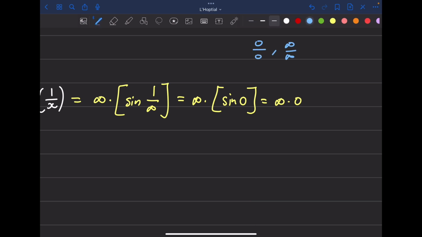If it's either one of these, that means you can use the rule of L'Hopital and find the derivative and whatever you want to do after that. Okay, but here we have infinity times 0. So can we use it yet?